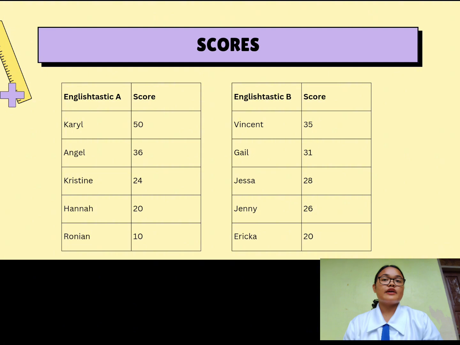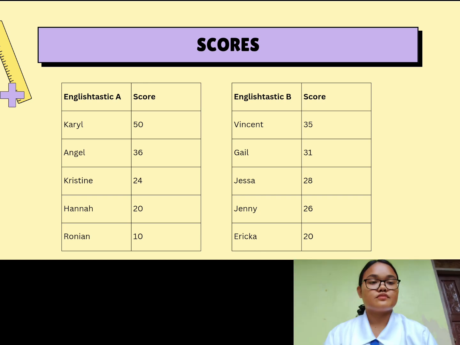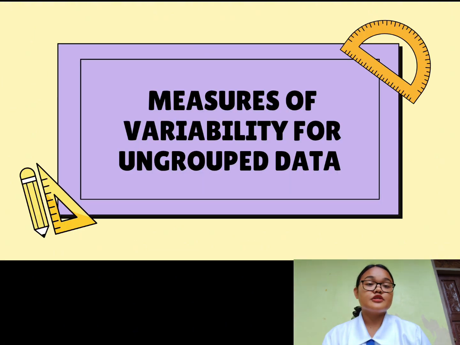To begin with, I have here the top 5 scores of two groups in a quiz, from English Tastic A and from English Tastic B. I want you to observe their scores. After observing, I have a question. Considering the scores from the two groups, which group do you think performs better? This could be answered by our lesson for today, which is the measures of variability for ungrouped data.